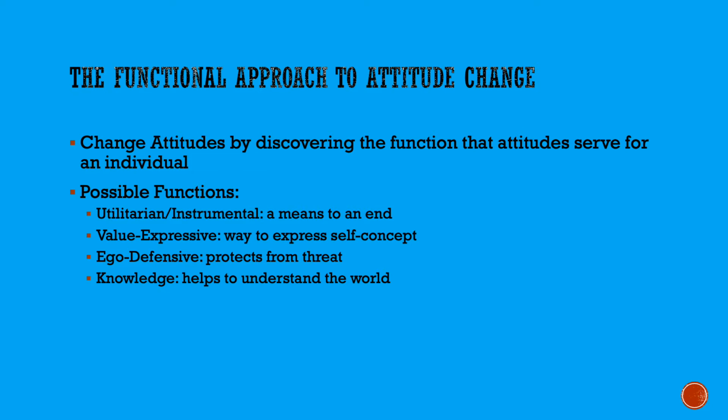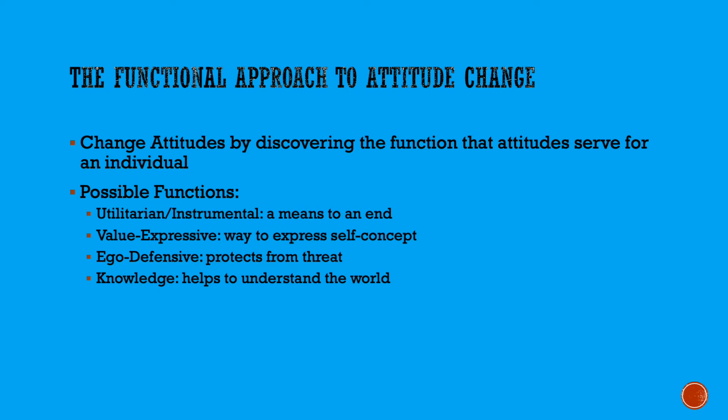So the gist of it is: figure out what function the attitude is serving for an individual, manipulate things so the attitude doesn't work for them very much anymore, and you should be able to change the attitude. The problem with this theory has been that it just hasn't generated very much research compared to other theories.